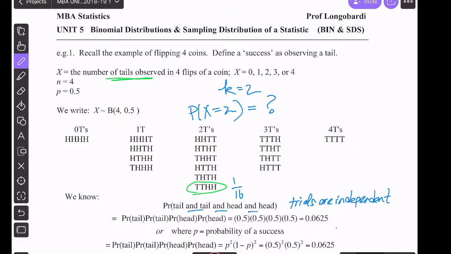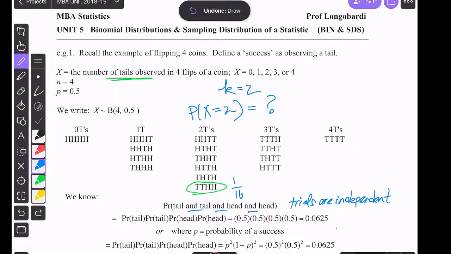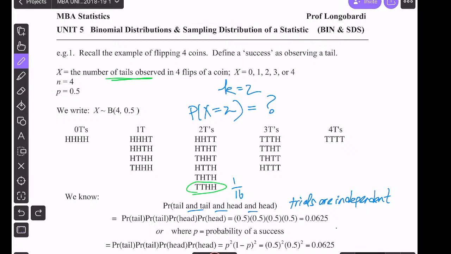Success, I'm going to do it in black. I'm trying to get a color scheme going. Okay, 1 minus P is the probability of failure. So that's going to be the same for any binomial distribution, so that's as general as I can get.